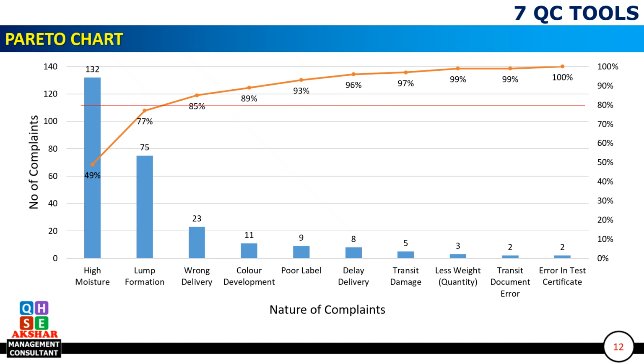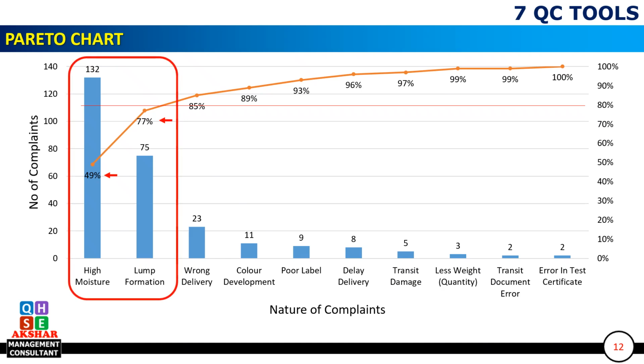Now, a line at 80% on the z-axis is drawn. There are two data below the 80% line. They are the high moisture and lump formation bars. These are priority areas of investigation and action. If these two natures of complaints are solved, it means 80% of the complaints will disappear in the next year.